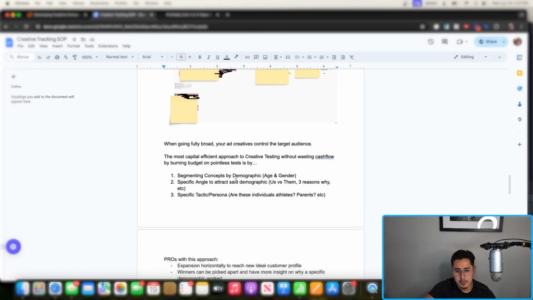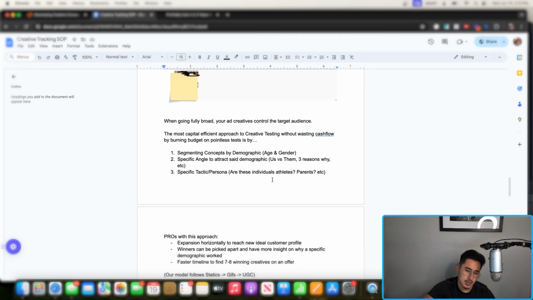But the most capital efficient approach, if we were following the broad spectrum, well, we're segmenting concepts by demographic. We're organizing concepts by age, gender, specific angle. We're going to do like an us versus them, 3 reasons why. And then we're going to try to find a specific tactic or persona.